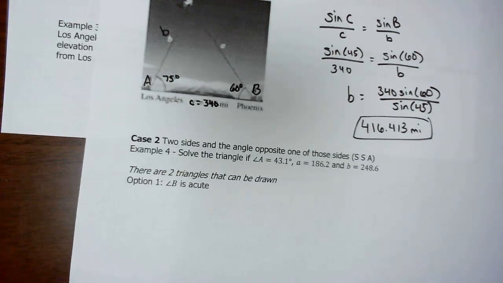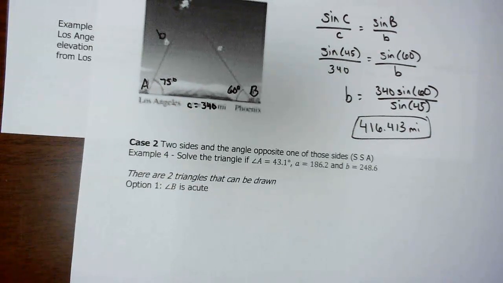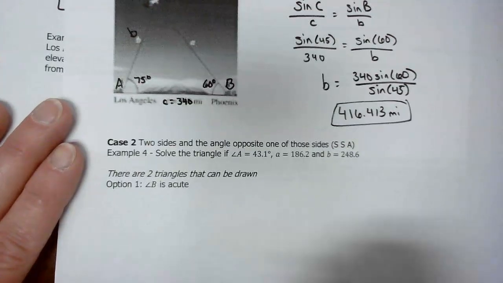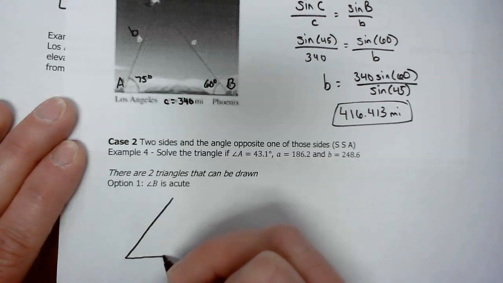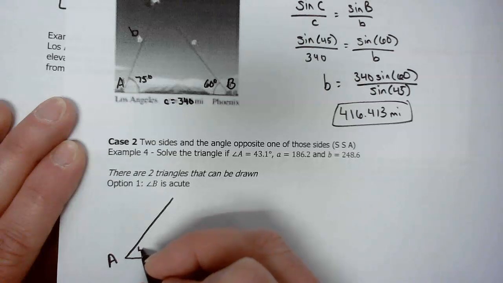All right. Now, the next example is when we have two sides and the angle opposite one of these sides. We can actually draw two different triangles. So let me show what I mean by that. So I know angle A is 43.1 degrees. So that's a small angle. Angle A is 43.1.